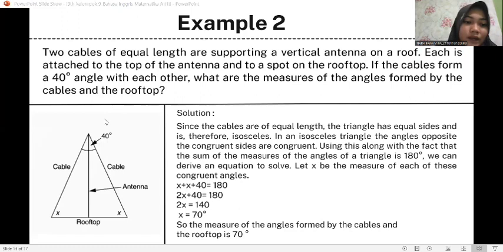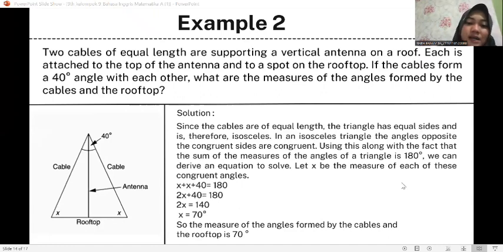First, we can draw triangles. Here is a rooftop. In here, the angle is 40 degrees. Here is a cable, here is a cable, here is the antenna, and here is the rooftop.